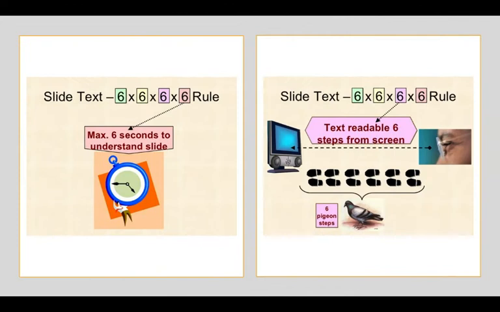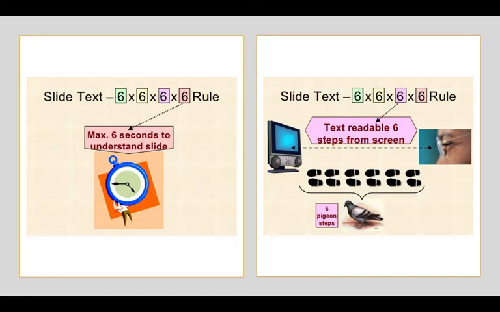The third 6 stands for maximum 6 seconds to understand the slide. So 6 down, 6 across, but also if you didn't talk and I just looked at your screen for 6 seconds, I should be able to understand exactly what you're trying to get across in that slide. So again, not trying to overfill your slides. And the final 6, your text should be readable from about 6 steps away. Now, bearing in mind, we're probably going to be sat further than 6 steps away, so it needs to be readable from a lot further than that.